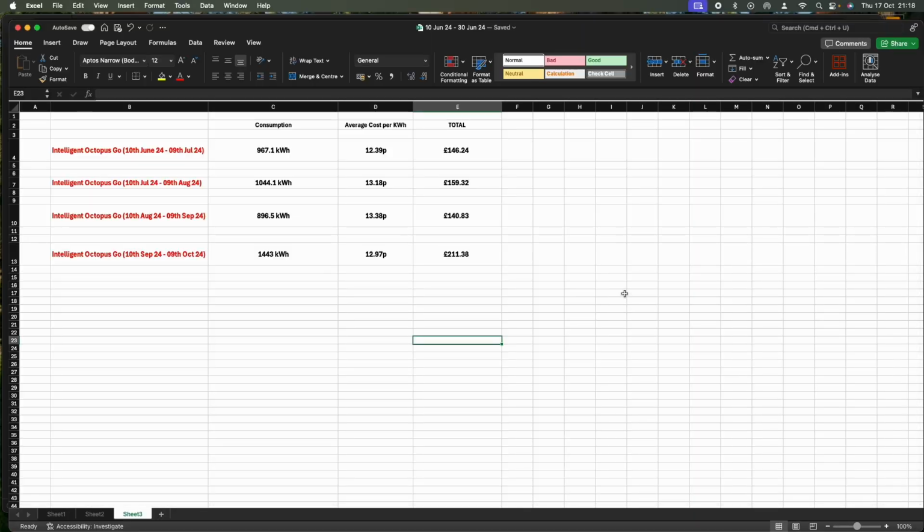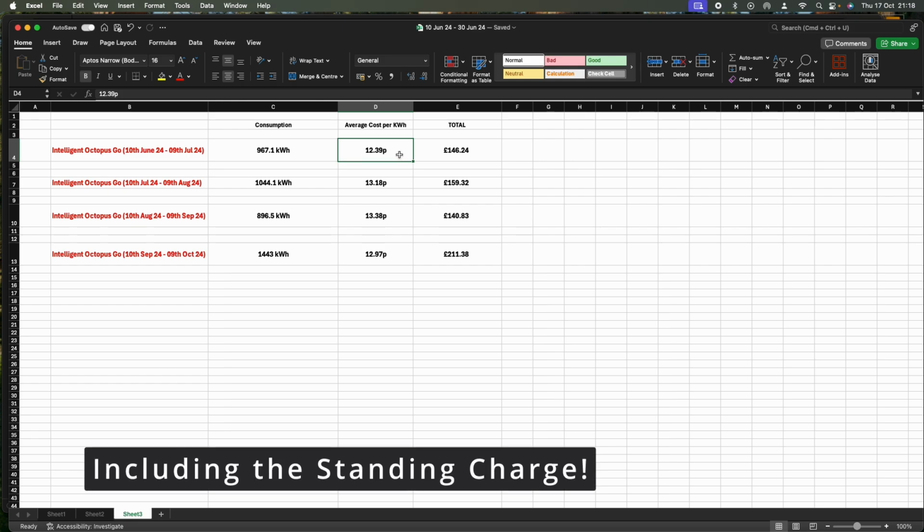So having a heat pump in the summer, it was just using the water, heating up the water. That was the only thing that it was doing. And these are the transfers. These were the transfer of the information now. The June bill there, we used 967 and the average cost was 12.39p, and the bill was 146 pounds 24 pence.